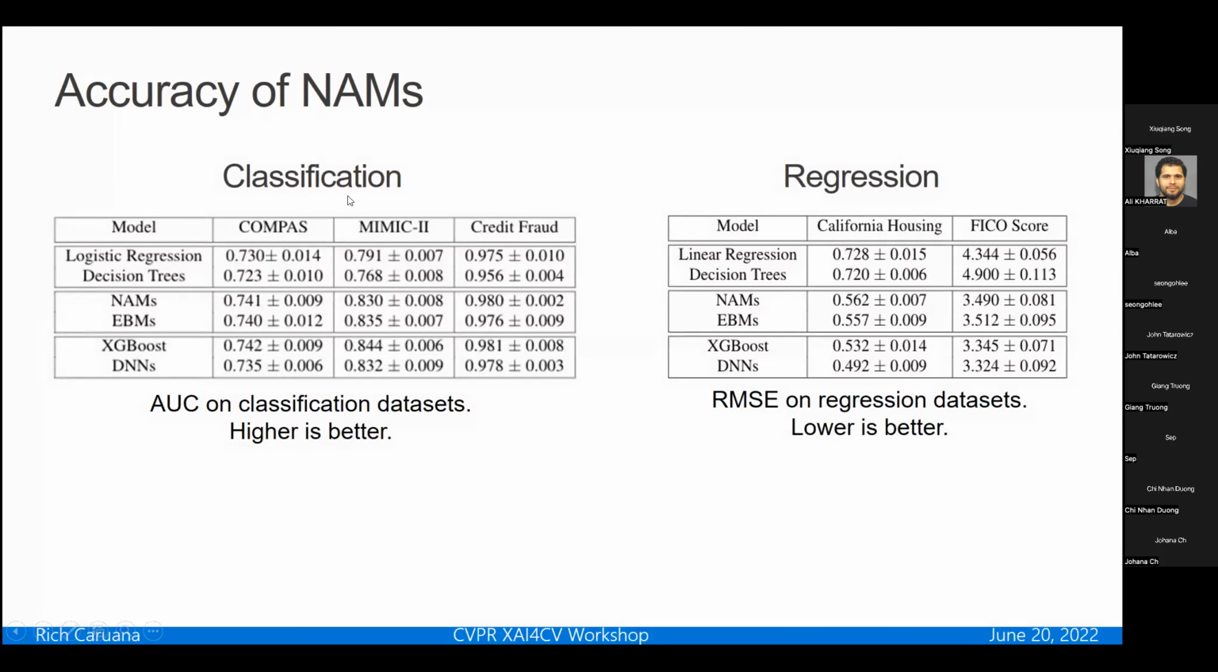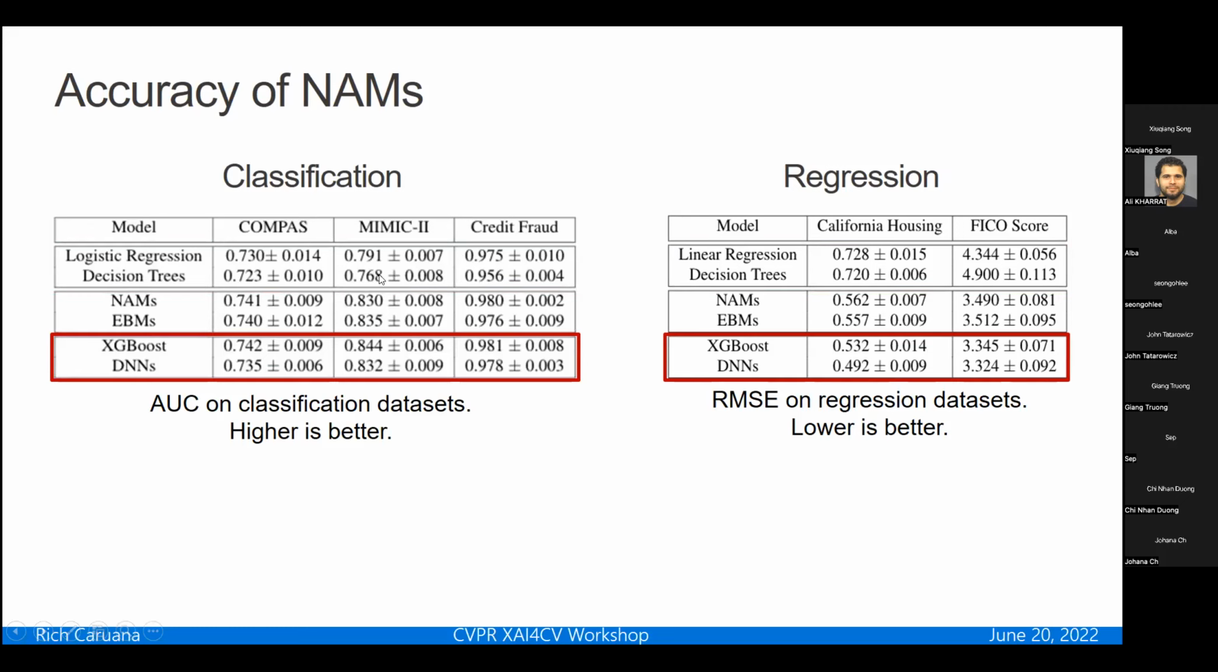Okay, on the left, we've got classification data sets, 3 of them, and on the right, we have 2 regression data sets. And this is AUC, so up is good on the classification data sets, and squared error on the regression data sets, so down is good. So linear regression, logistic regression, decision trees, they do okay, but they're not really high flyers on either of these kinds of data sets. Now, gradient boosted trees that are full depth, deep neural nets that have been well optimized, these actually do very, very well on these data sets, as you would expect. So they're sort of setting the goal, the target accuracy we want to achieve.